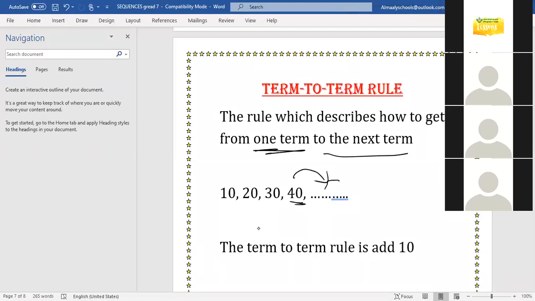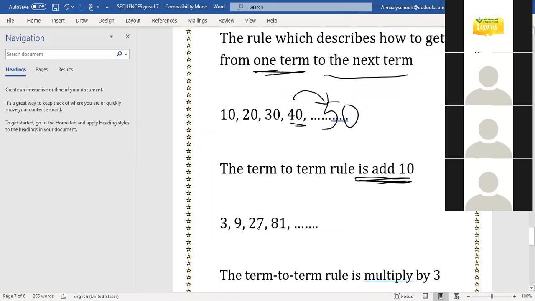So what happened? We add 10. The rule is add 10. This is the term to term rule. If I asked you, find the term to term rule, your answer will be add 10.